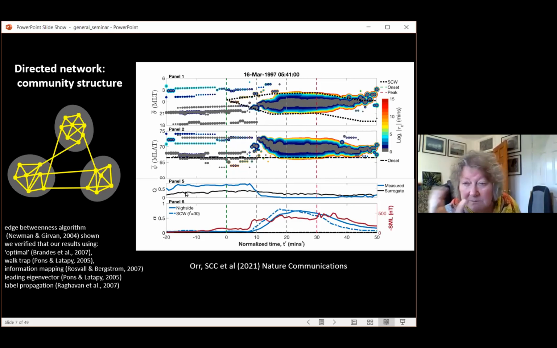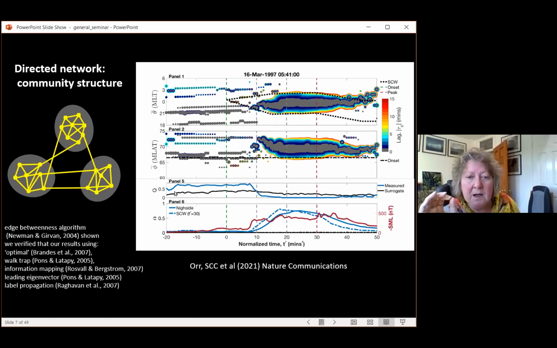The way to condense it down is this parameter Q, which tells you about the community structure. Q is high when you have lots of little communities, and it's low when you've got one big one. And that's what you can see in the substorm: it's high and then goes low.